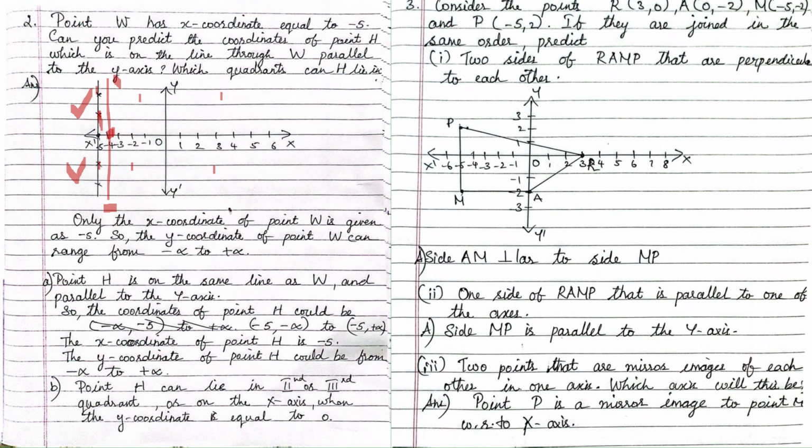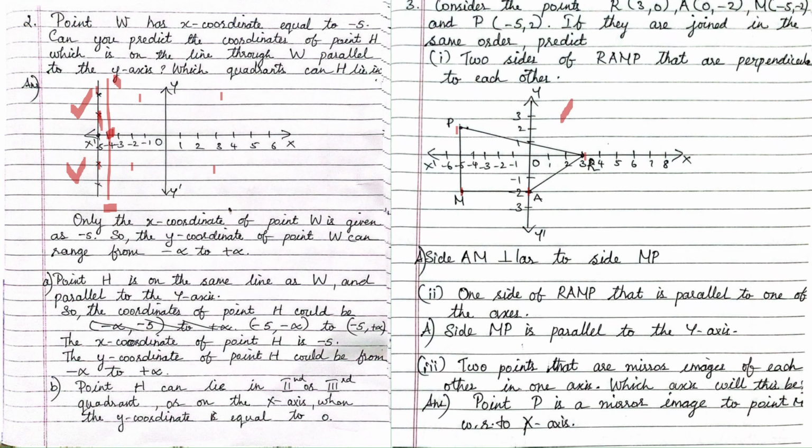Consider the point R. They have given 4 points. If they are joined in the same order, we need to predict. They have given a set of 3 questions based on the information given. I've just plotted the points on the graph: R, A, M, P. Joining each one of these points results in a polygon, as you can see very well in this given figure.